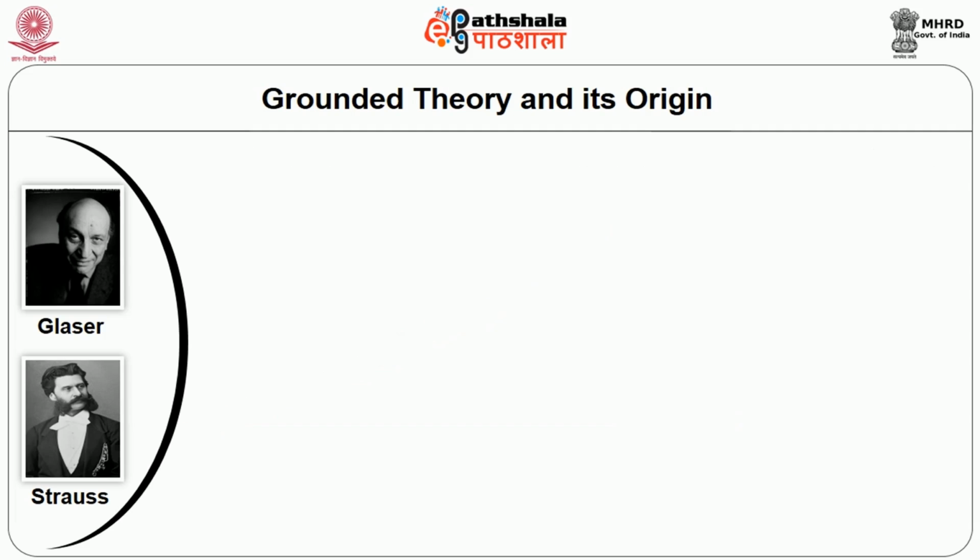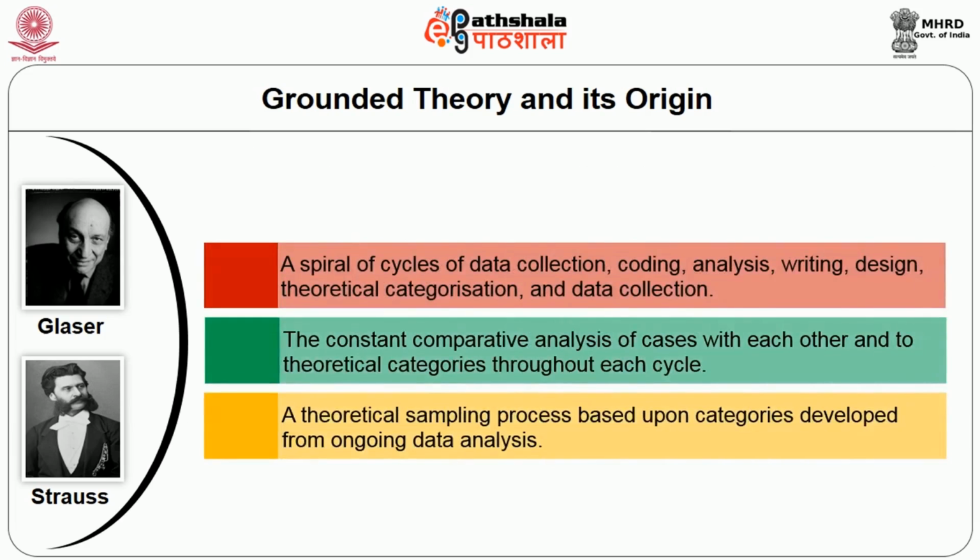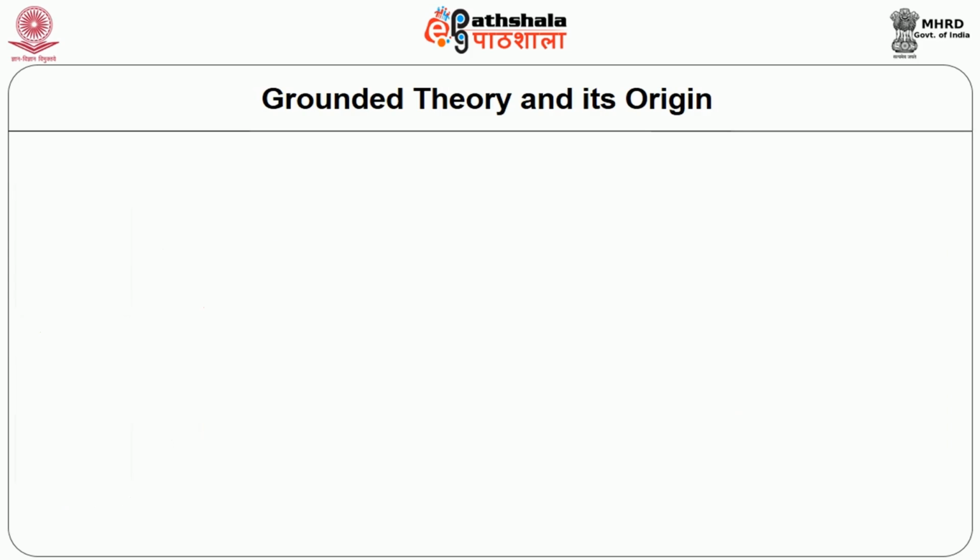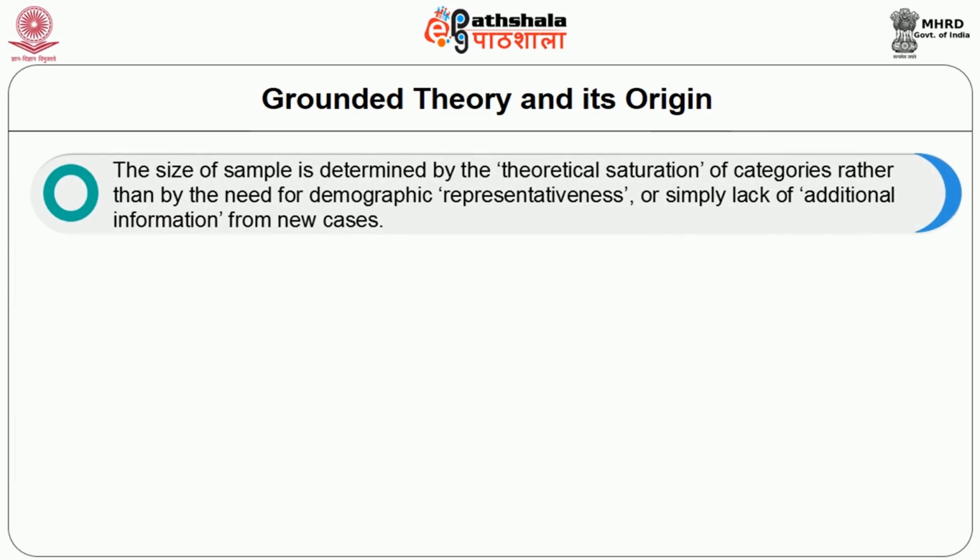The key components of grounded theory are a spiral of cycles of data collection, coding, analysis, writing, design, theoretical categorization and data collection; the constant comparative analysis of cases with each other and to theoretical categories throughout each cycle; a theoretical sampling process based upon categories developed from ongoing data analysis. The size of sample is determined by the theoretical saturation of categories rather than by the need for demographic representativeness or simply lack of additional information from new cases.